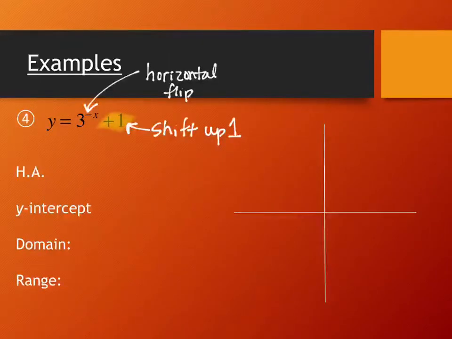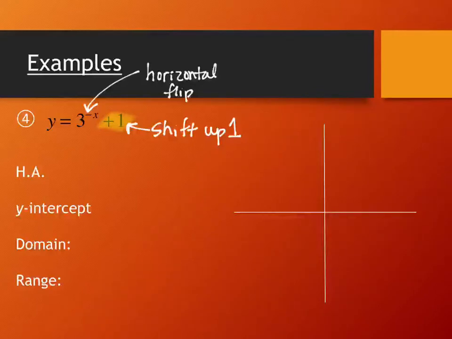So I'm supposed to have a horizontal flip. I'm supposed to shift it up 1. And then I'm going to identify these 4 pieces of information, namely the new horizontal asymptote, which may or may not be the same, the y-intercept, which may or may not be the same, and the domain and the range, which may or may not be the same as the original graph because I'm shifting it around.